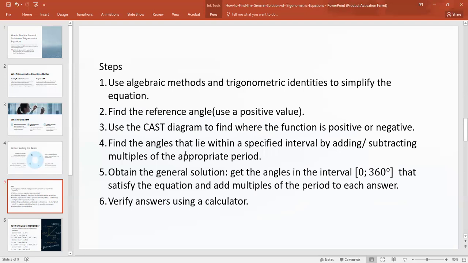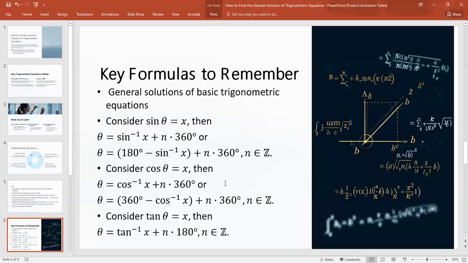How do you do that? You have to get the angles in the interval 0 to 360 degrees that satisfy the equation, and you have to add multiples of the period to each answer. And don't forget, last step, to verify your answer using a calculator. These are key basic formulas you have to remember. These are the basic trigonometric equations that you might encounter.